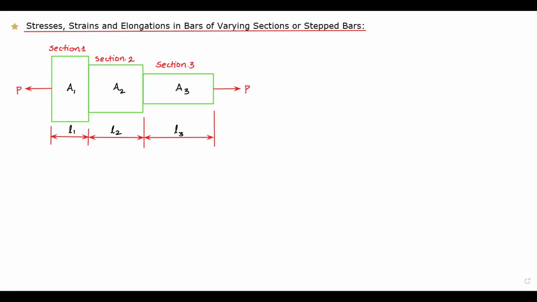So in today's class, I will continue mechanics of materials. One of the important topics is bars of varying sections, or stepped bars. Generally, these bars of varying sections or stepped bars can be used in flywheels in automobiles.